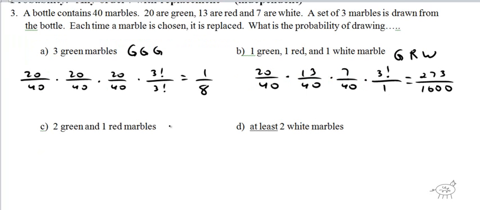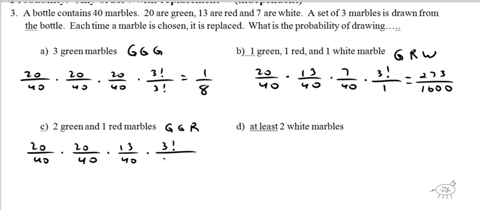Okay, next one, 2 green and 1 red. So green, green, and red. So again, it's with replacement, so it's 20 out of 40, and another 20 out of 40, because 2 green and a red, 13 out of 40. And then 3 factorial over, green, green, red, I have 2 greens and 1 red. Again, parentheses are important. And we get 39 over 160.